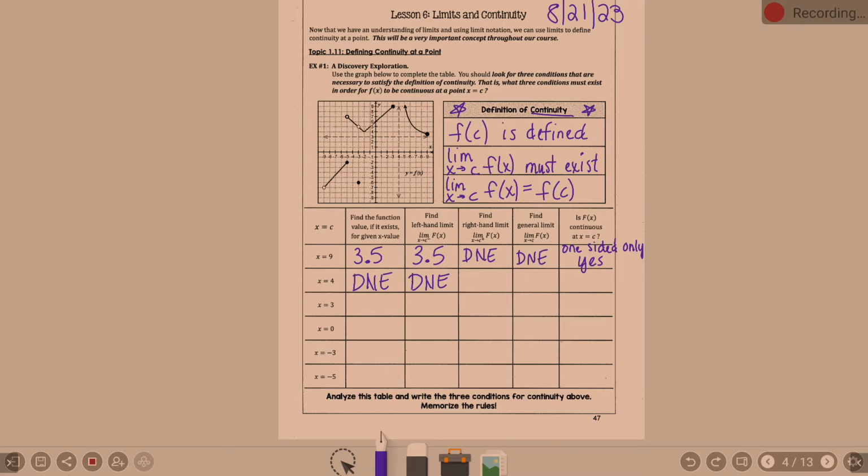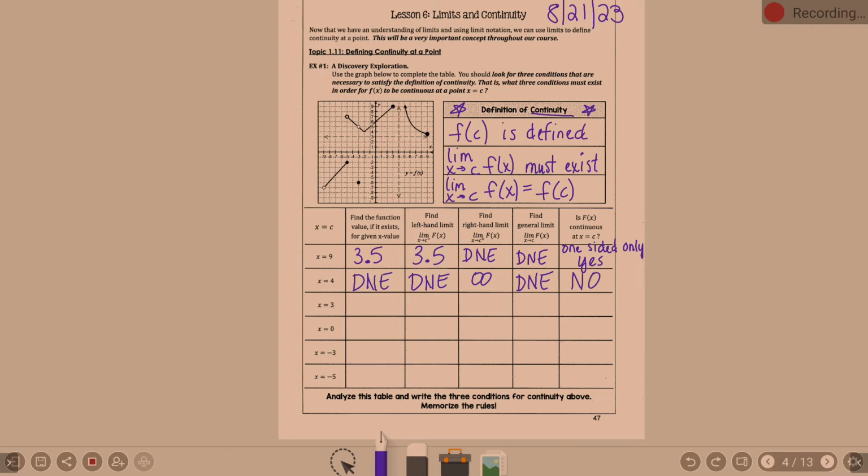And if you're a little confused here, then look at the right. What about the limit as we approach from the right? Infinity. That one is infinity because there is an arrow and it's going infinitely up. So what about the general limit? D and E. Does not exist. Is it continuous? No.